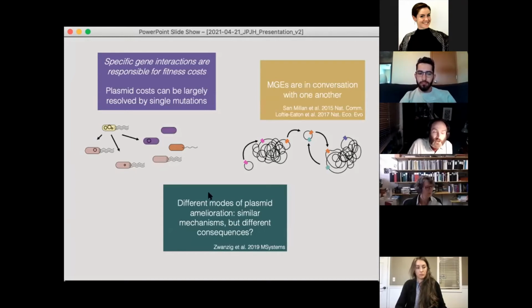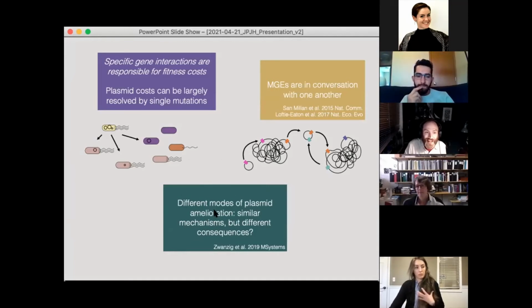This mutation on the chromosome ameliorates multiple different plasmids. So you might end up with a bacterium becoming essentially a source of plasmids for its neighbors. On the other hand, this plasmid mutation just ameliorated the cost for itself, but it becomes transmitted when that plasmid then moves into different backgrounds. So the key message is it's important how plasmids are ameliorated, and there are consequences of this.